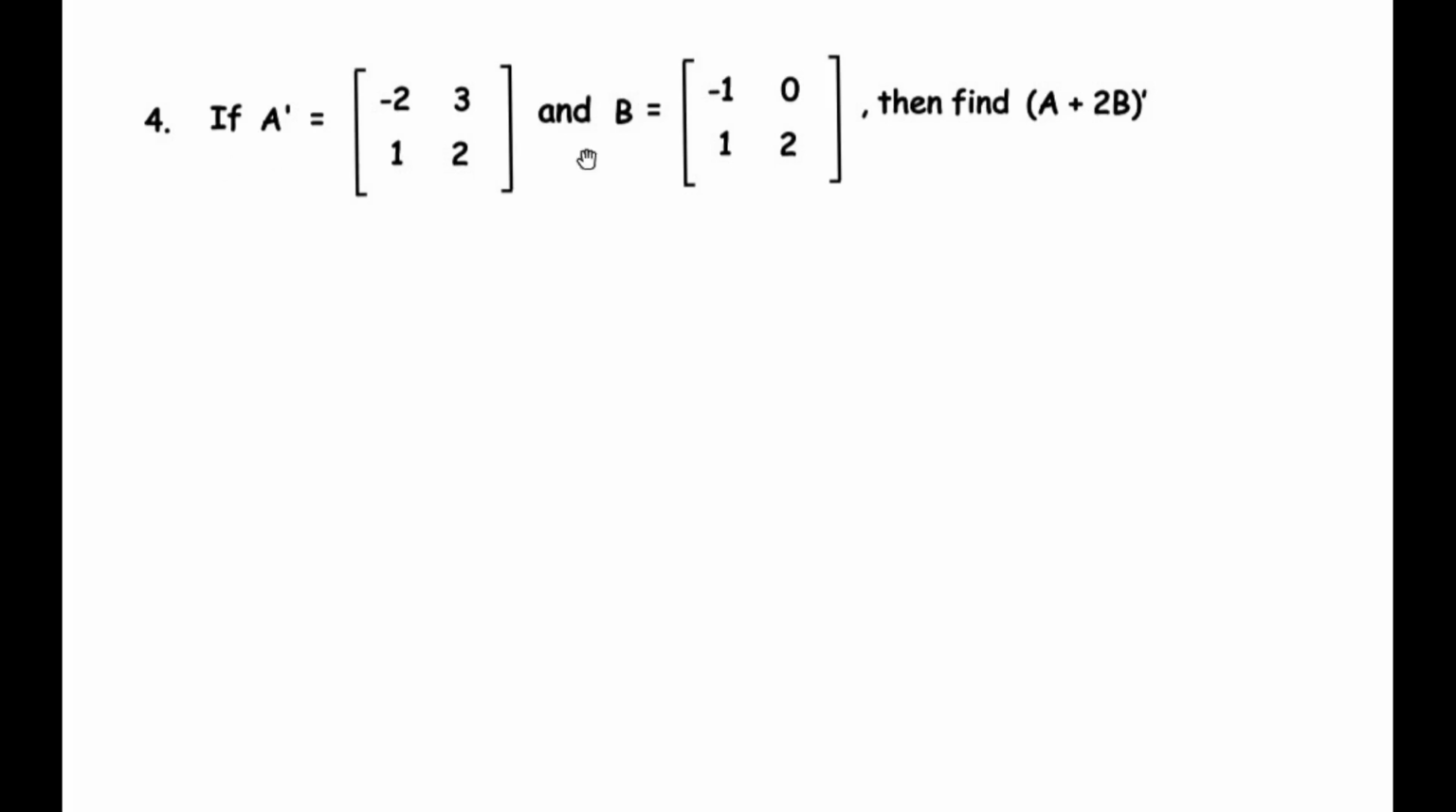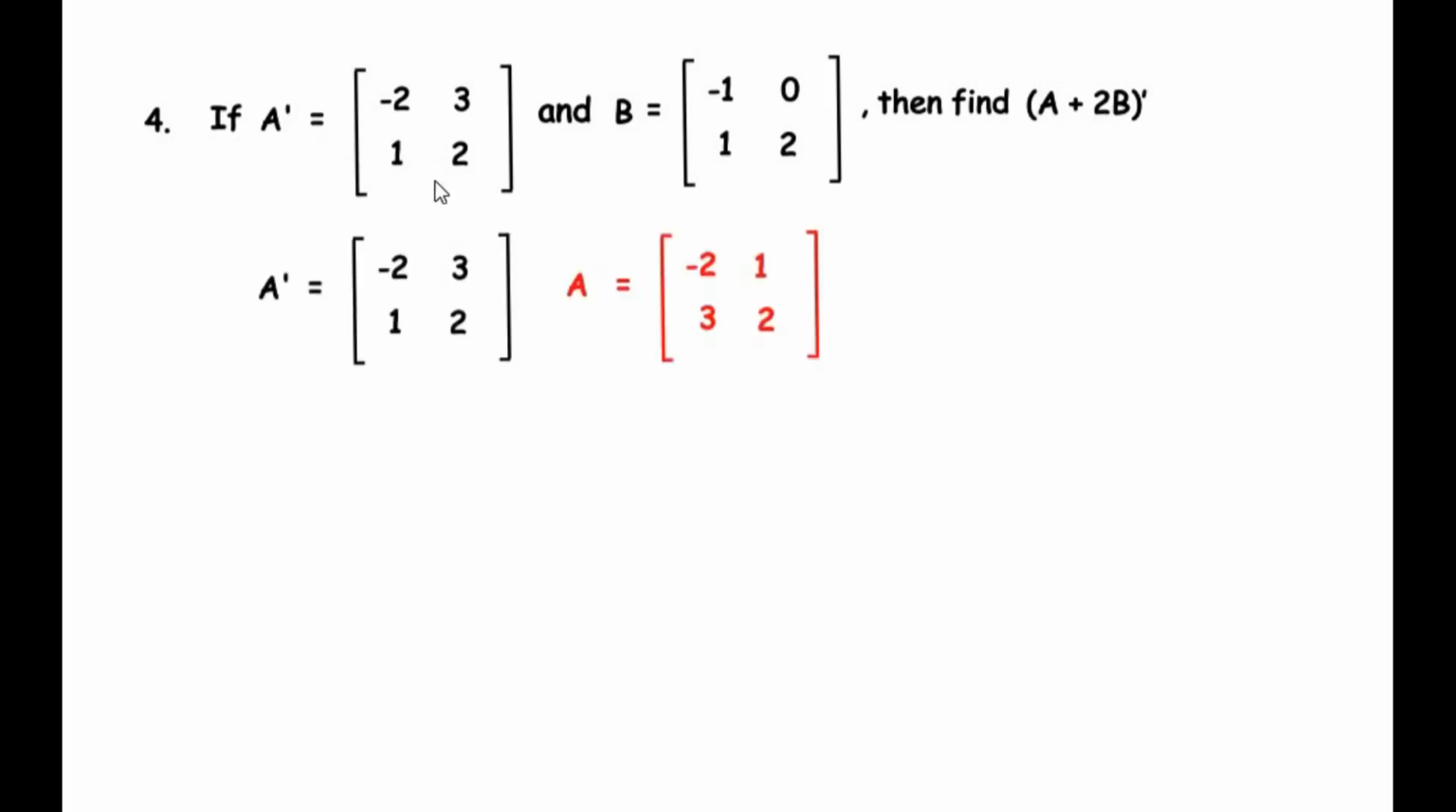If A transpose and B are two 2 by 2 square matrices, then find A plus 2B the whole transpose. So here in this question we can see that A transpose is given, but we have to find A first to find A plus 2B the whole transpose. So let us find out A first from A transpose.